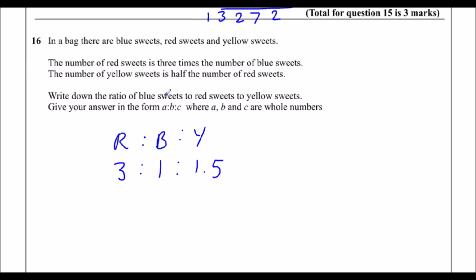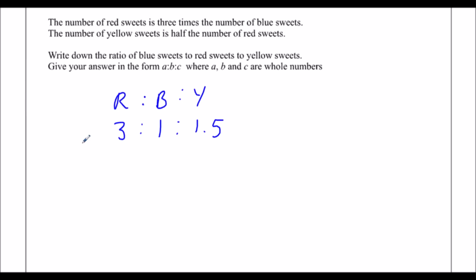Write down the ratio of blue to red to yellow. So we need to write it in a different order. And they all need to be whole numbers. So blue to red to yellow. Blue, red, yellow. So 1, 3, and 1.5. They need to be whole numbers, so I'm going to double them all. So 2, 6, and 3.